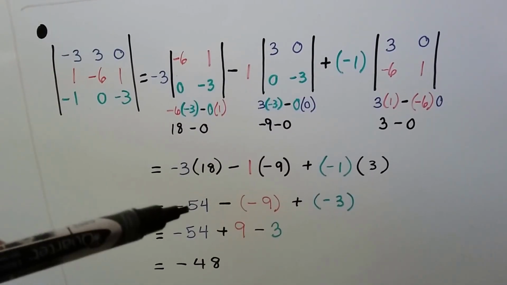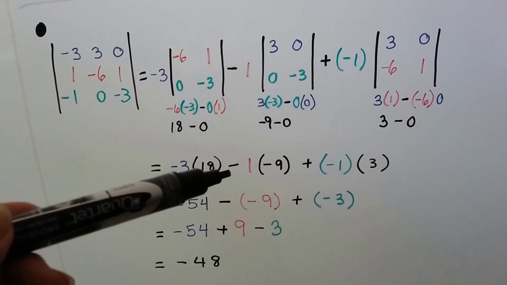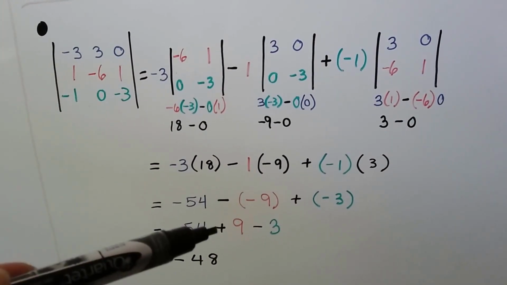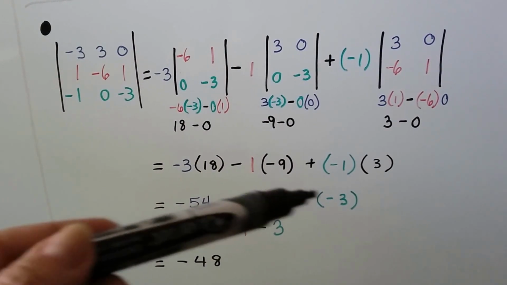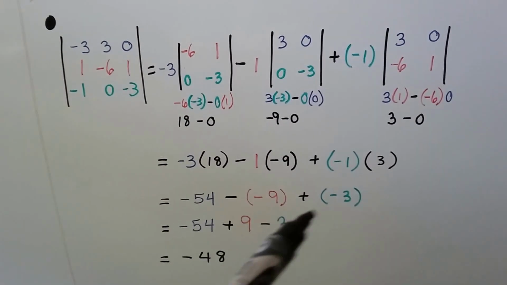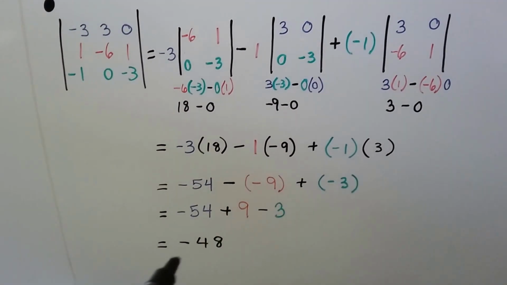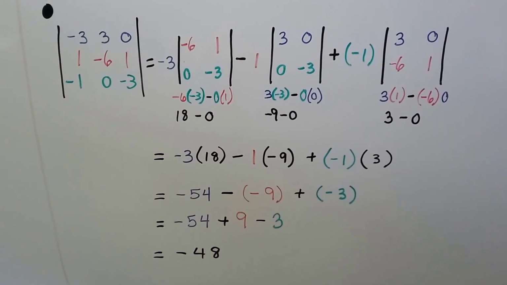This is going to give us a -54, and it's minus a -9, so we're going to add a 9, aren't we? And then we've got the -3. So if we're going to add a -3, we're just taking away a 3. That's going to give us a -48.